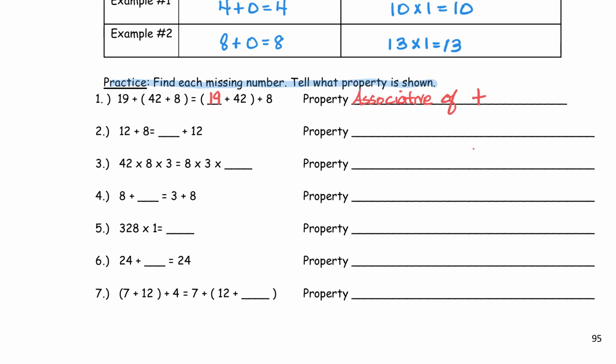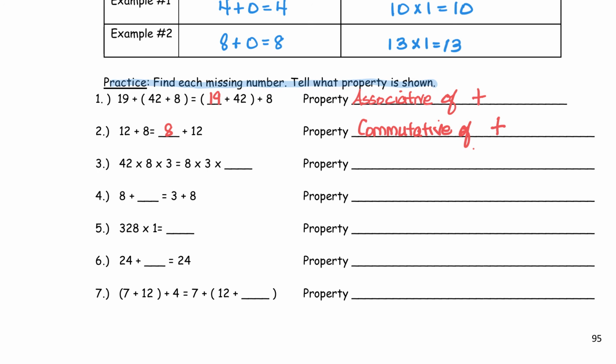Look at number two. 12 plus 8 equals blank plus 12. Well, I recognize that the order is changing, so that has to be 8 going in here. And then the property, if I look back in my notes, would be the commutative. And it's commutative of, now what? Is it addition or multiplication? You could clearly see that it's addition.